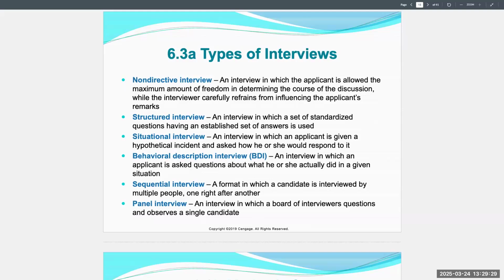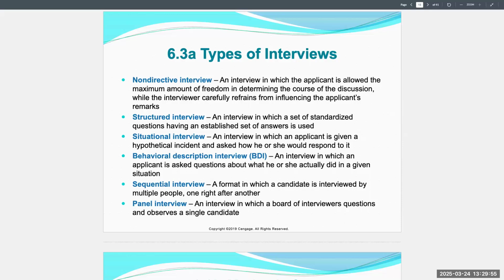Understanding the different types of interviews is essential for designing a hiring process that is both fair and effective. Each type serves different purposes and varies in structure, objectivity, and predictive power. Selecting the right type depends on the job, the hiring goal, and the stage of the interview process.